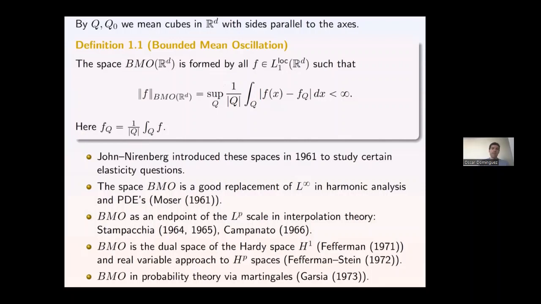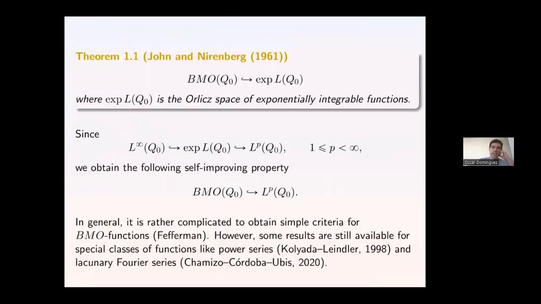So BMO is a very important and interesting space, and I will say that the main result contained in the paper by John and Nirenberg refers to a certain inequality. This inequality can be rephrased in terms of embeddings between function spaces. So in this talk, by this arrow, we mean that the identity operator is continuous. John and Nirenberg proved that BMO is very close to L infinity. To be more precise, BMO is contained in the Orlicz space of exponentially integrable functions.